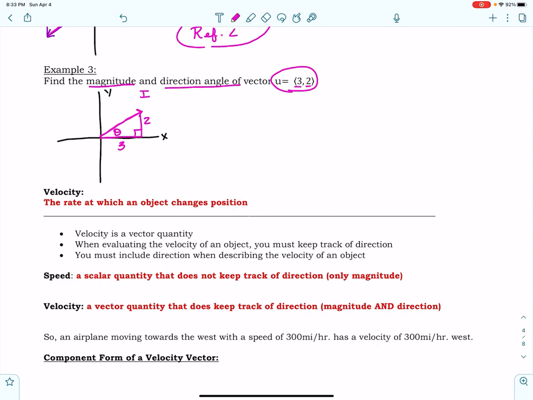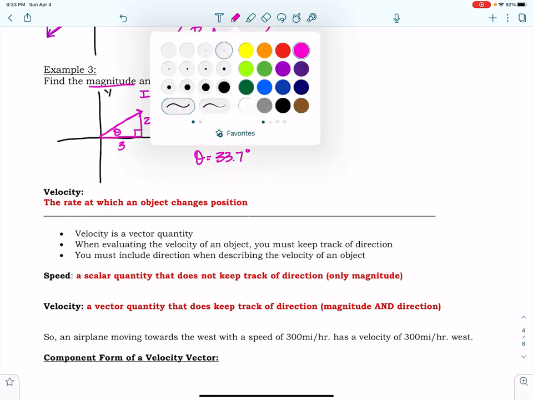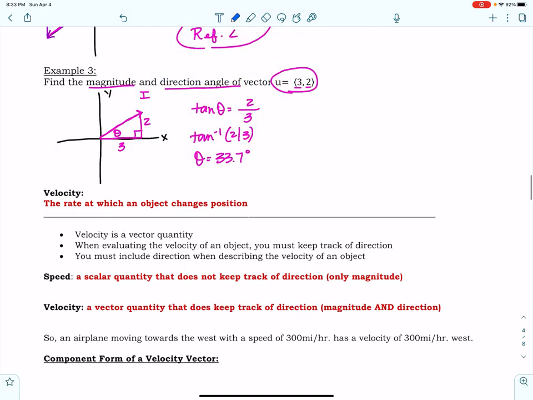Theta's right here. So tangent theta is opposite over adjacent. So tangent inverse of 2 over 3 gives me theta, which is 33.7 degrees. And remember, this is the reference angle right here. But to find our direction angle, we start at positive x and we move to the vector. So when you're in quadrant 1, your reference angle is your direction angle. They are the exact same.